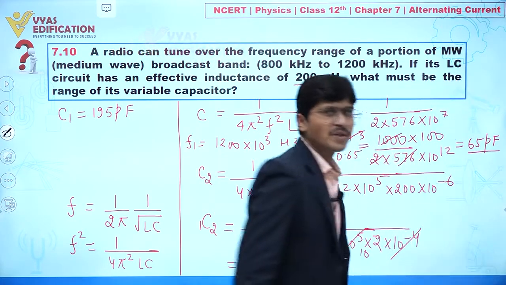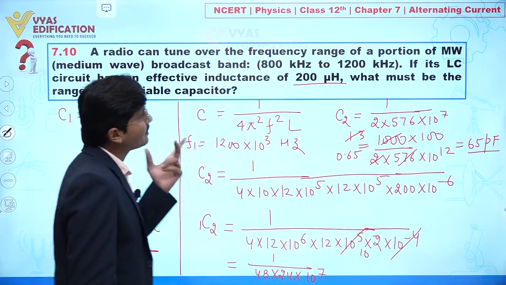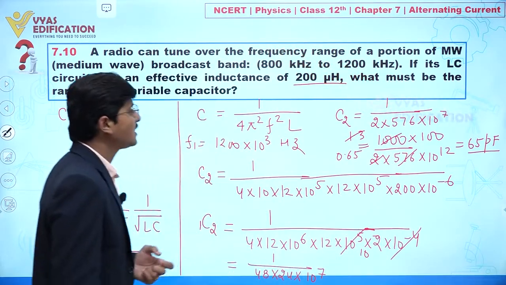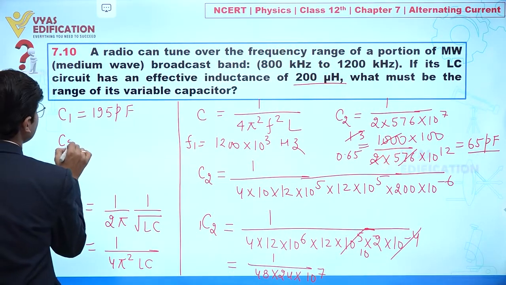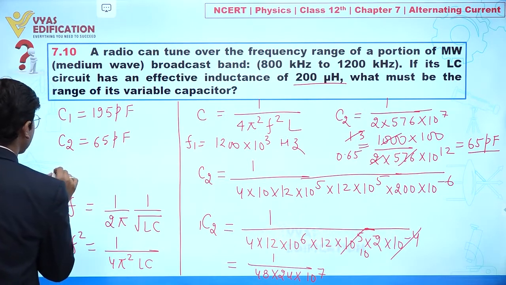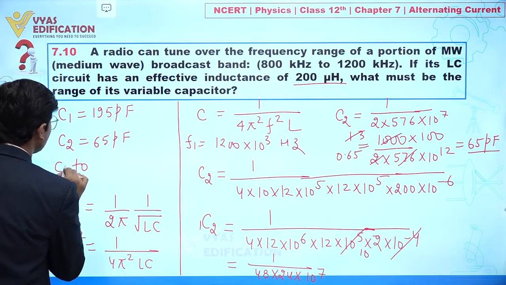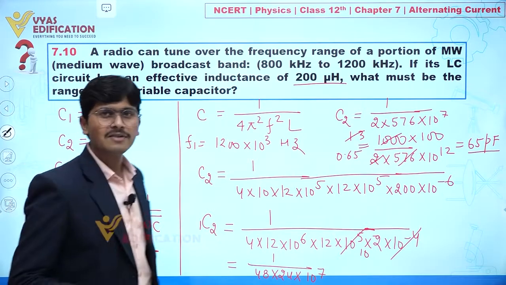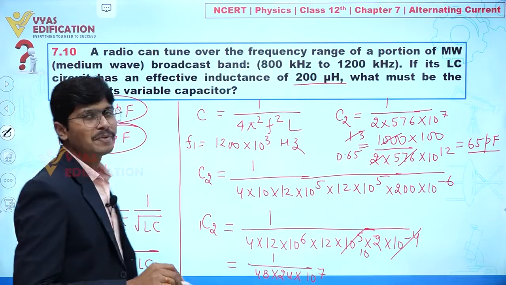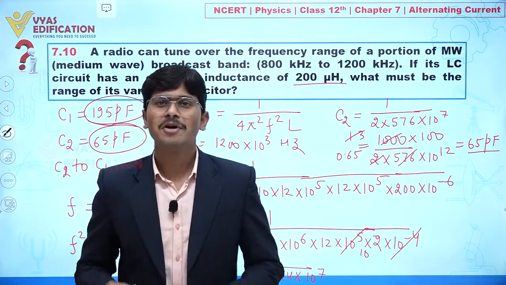Clear? So for the given frequency range we are getting a capacitive range. That is equal to, I can say, C2 we are getting is 65 picofarad. So we are getting a range from C2 to C1. And what is our range? From 65 picofarad to 195 picofarad. Clear? So this is all about this question.